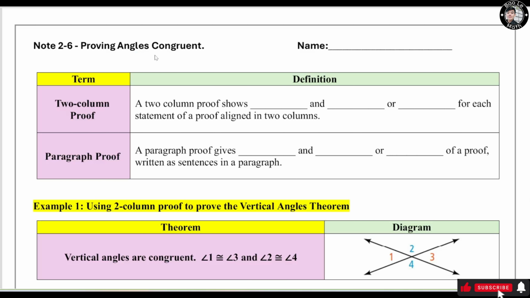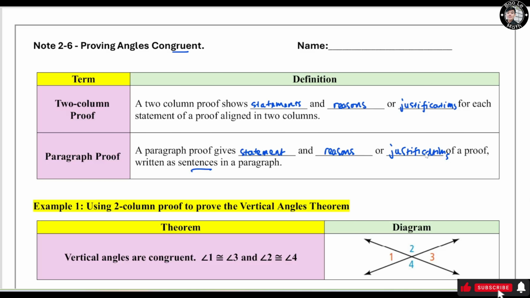Hello everyone, in this video we will learn how to prove angles congruent. First, we're going to talk about the two-column proof. A two-column proof shows statements and the reason or justification for each statement of a proof aligned in two columns. A paragraph proof gives statements and reasons or justifications of a proof written as sentences in a paragraph.